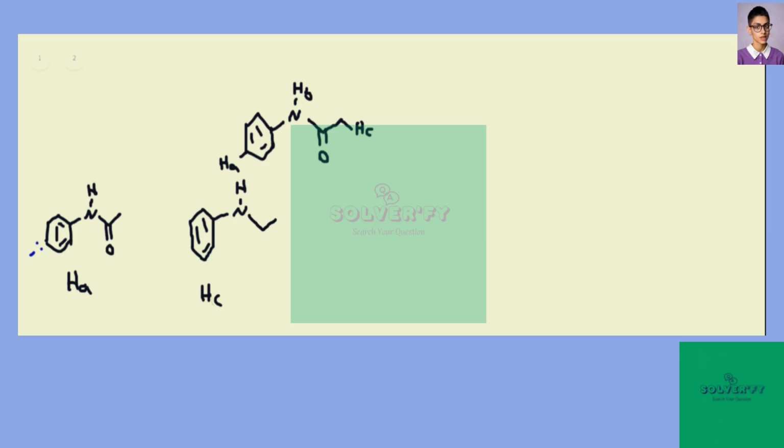So if we were to lose HC, we would get our lone pair and our negative charge there on this carbon. And there is one potential resonance structure that we can draw here. So these electrons can add in here to make a carbon-carbon double bond. These electrons can revert to this oxygen. And so we have the resonance structure that looks like this.